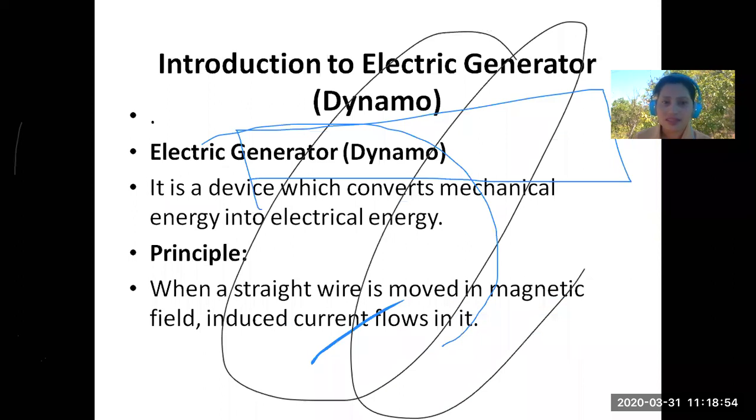Now, can I introduce the next concept, that is the electric generator? Is all the concept clear, children? Yes, ma'am.